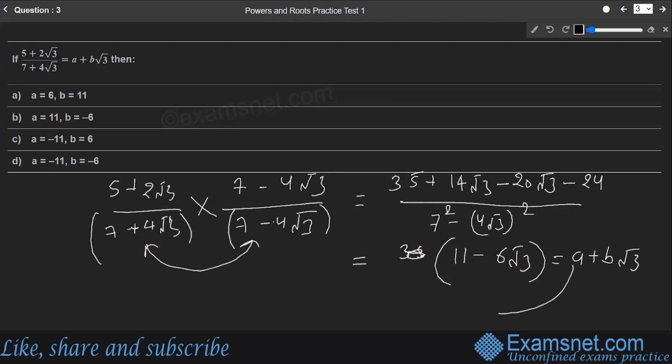So clearly we can find out in place of a is 11 and in place of b is what? Minus 6. So clearly we can say a is 11 and b value is nothing but minus 6. This is available in option number B. So that becomes the right answer for us, a is 11, b is minus 6.